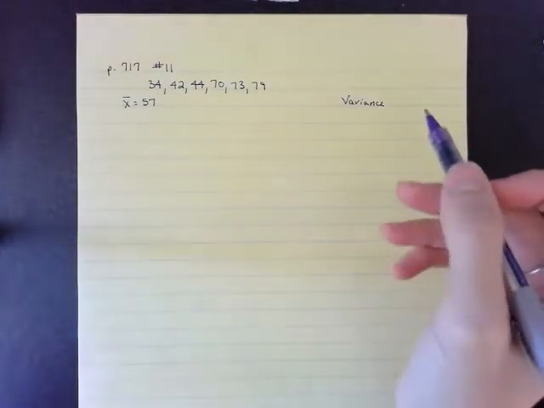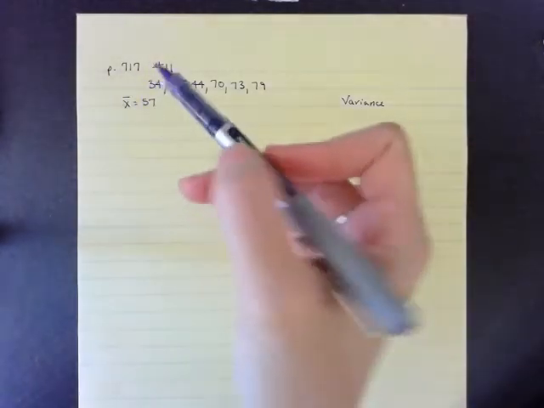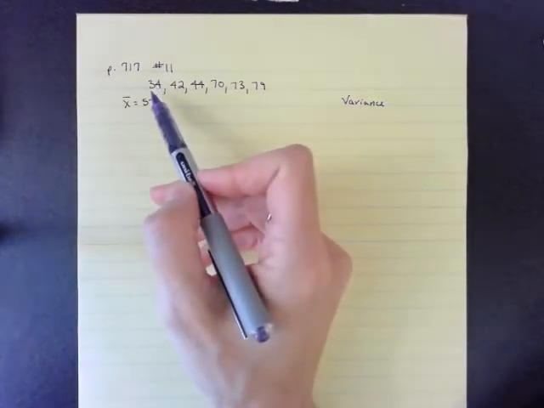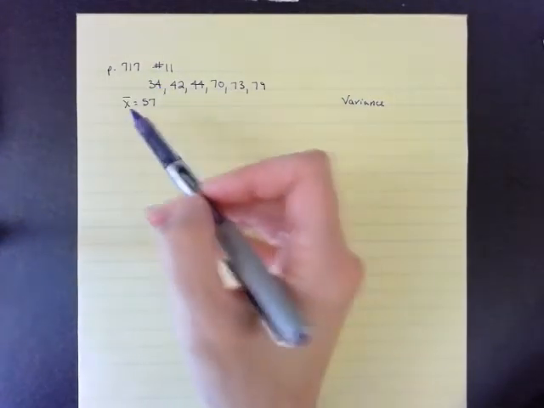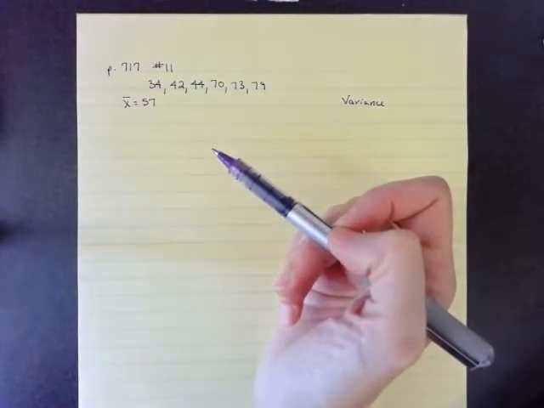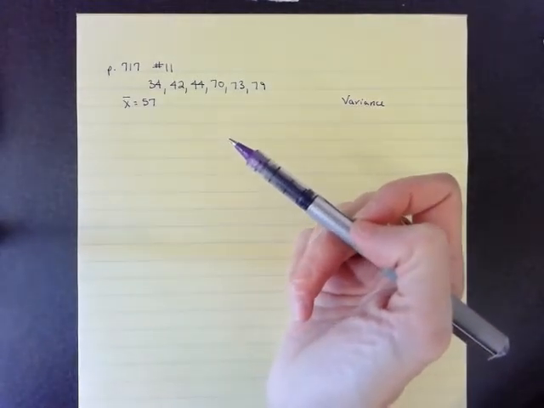Okay, so we're going to talk about the variance and the standard deviation. I'm using number 11 on page 717 because it's the least amount of data. You already have the mean because you did that part. Okay, so let's talk about what the variance is again.